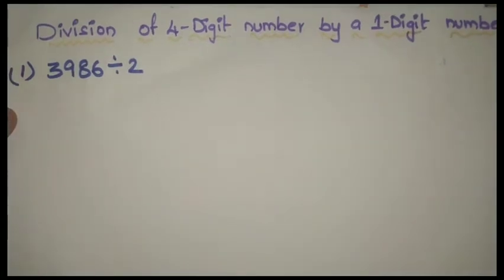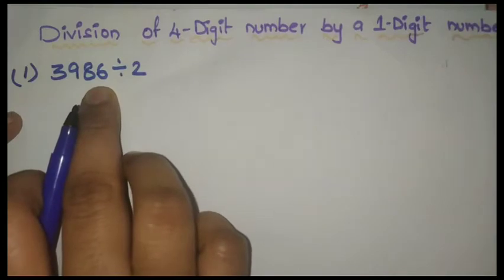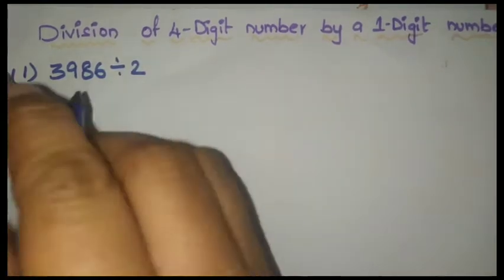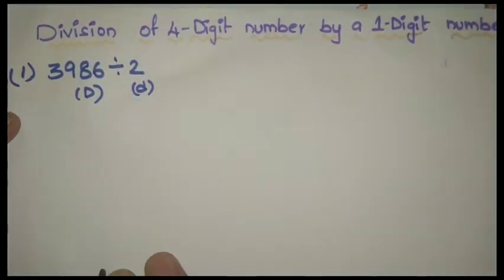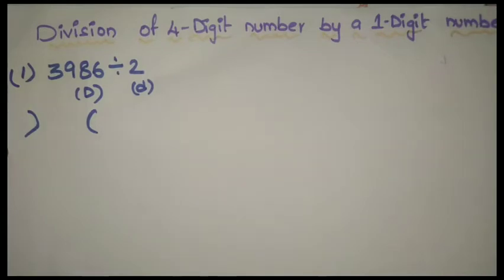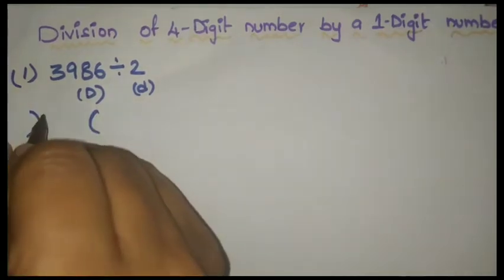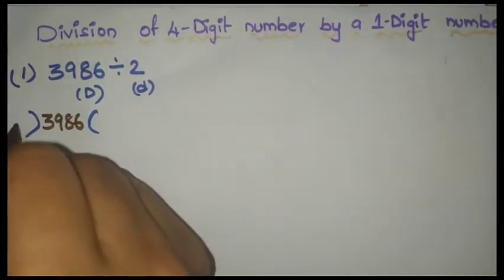3986 divided by 2. Here this 3986 is the dividend and 2 is the divisor. This is capital D and this is small d. Now we'll do division. When we are doing division, we'll write the dividend, capital D, in the middle and the divisor, small d, here.